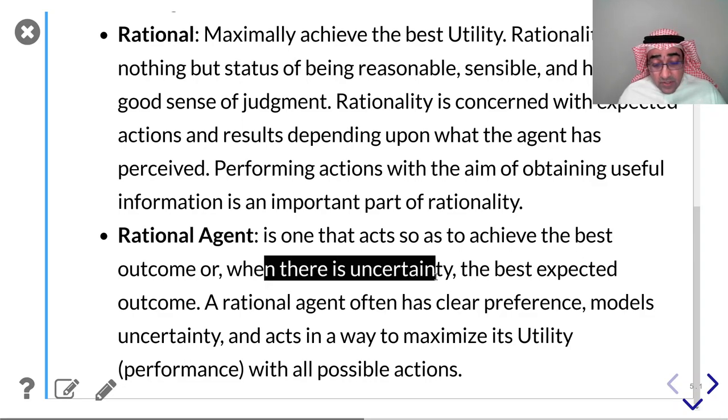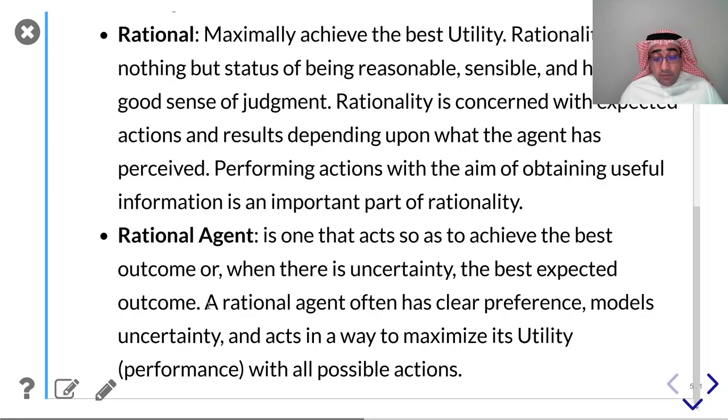Of course, when there is uncertainty, it will try to maximize, but it will not reach 100%. When there is uncertainty, it will try to push it as hard as possible, maybe go to 90%, 95%, 99%, whatever it can actually achieve based on the uncertainty that it has.